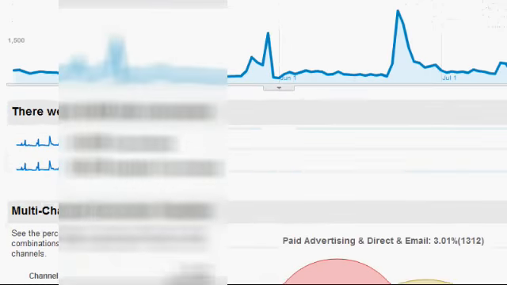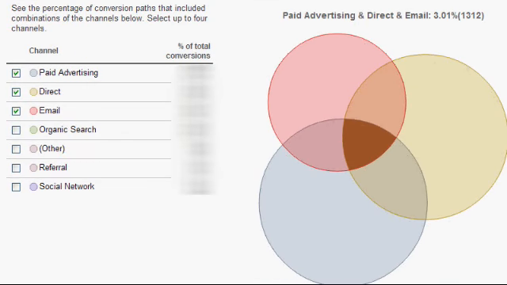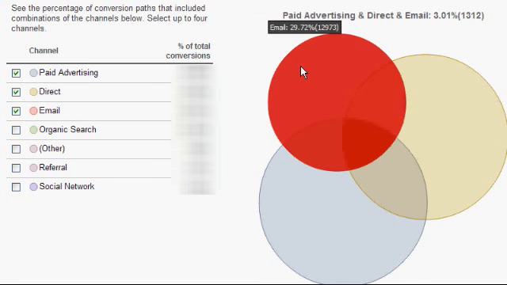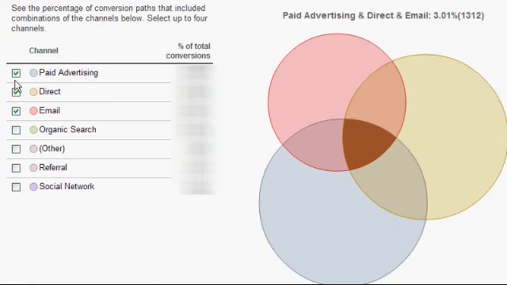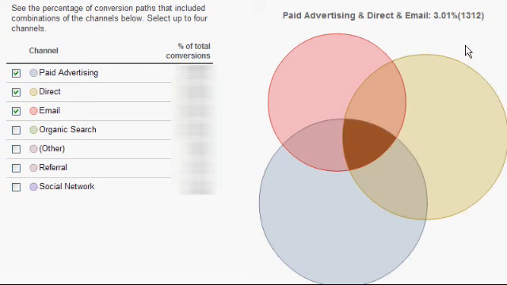Now if we scan down, we immediately start to see some really cool data. These Venn diagrams here represent the overlap between different traffic sources. So the red here represents email traffic, and you can adjust that with these boxes here. And the, let's call it brownie green, represents direct traffic.